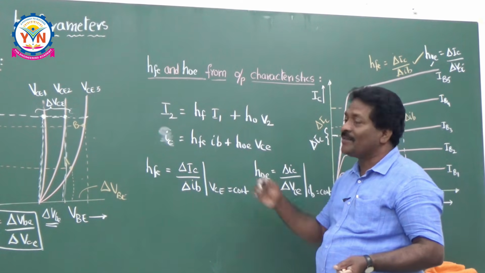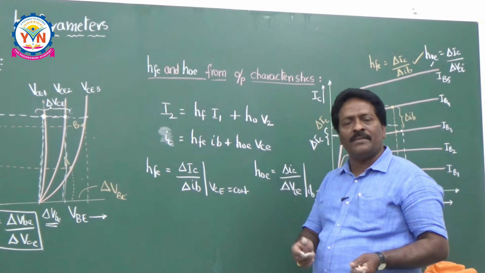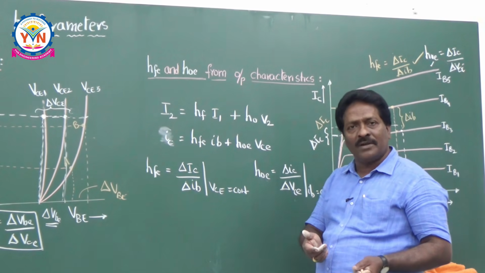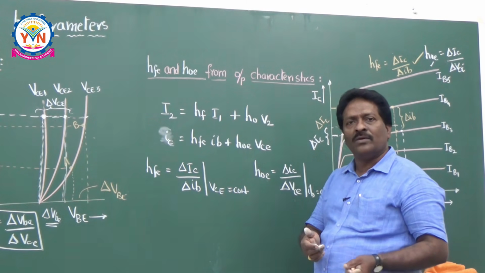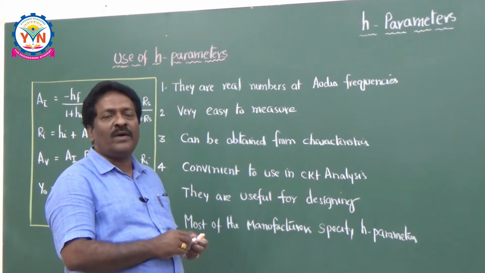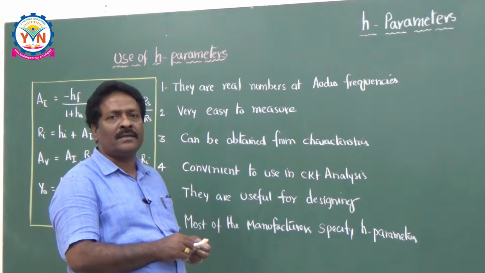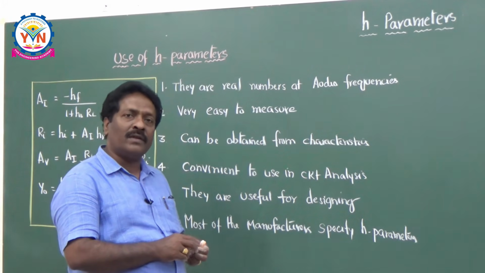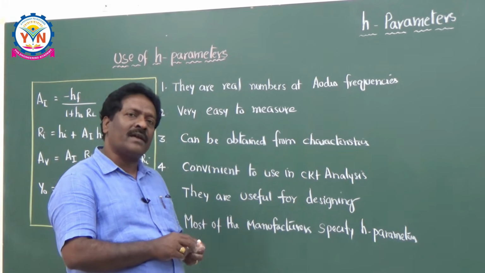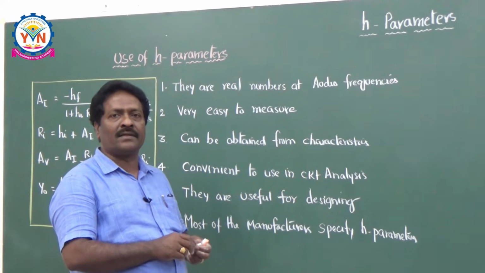So I explained for the common emitter configuration. The same analysis can be applied for the other configurations like common base and common collector configurations. Okay. Up to now, we have seen the analysis of all these circuits using H parameters, and definitely we can conclude that H parameters are very much convenient to analyze the transistor circuits.